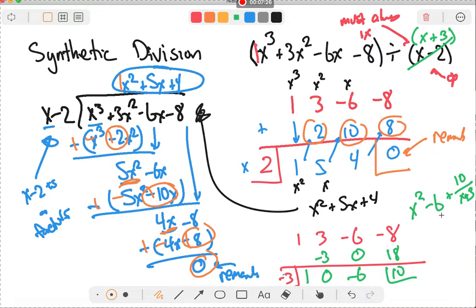That's the idea with synthetic division. We can see if we get a remainder of 0, or if we don't get a remainder of 0. We're just working with those numbers. So let's try another example.